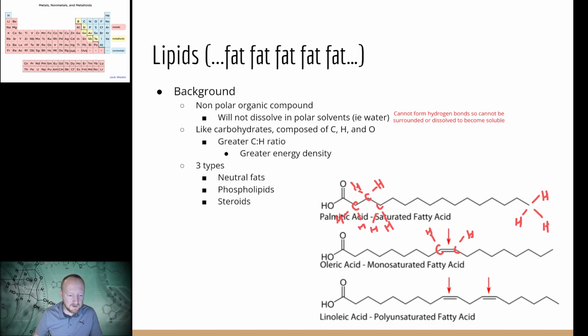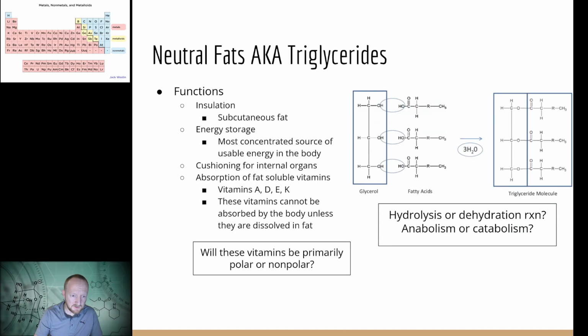There are three types of lipids: neutral fats, phospholipids, and steroids. You've probably heard of at least two of those. Maybe you haven't heard of neutral fats, but you've probably heard of the term triglycerides. Triglycerides are how we store a lot of energy in our body. They provide insulation through subcutaneous fat, and energy storage. They're the most concentrated source of usable energy in the body. That's a good test question.